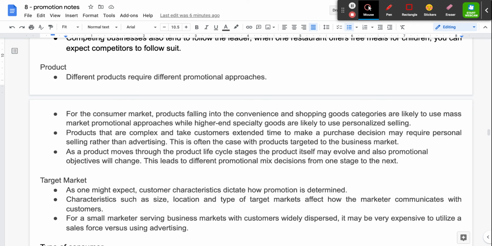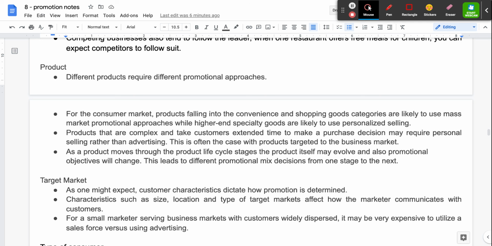Products that are complex and take customers extended time to make a purchase decision may require personal selling rather than advertising. Again, trying to make that connection and trying to convince the buyer that, yeah, this is the right one. You see that a lot in the business world where they're dealing with big 6 and 7 figure deals. It's not a couple dollars here and there. So there's a lot of money on the line, and trying to make sure that everyone's comfortable with the decision and comfortable with the process that's going to move forward.